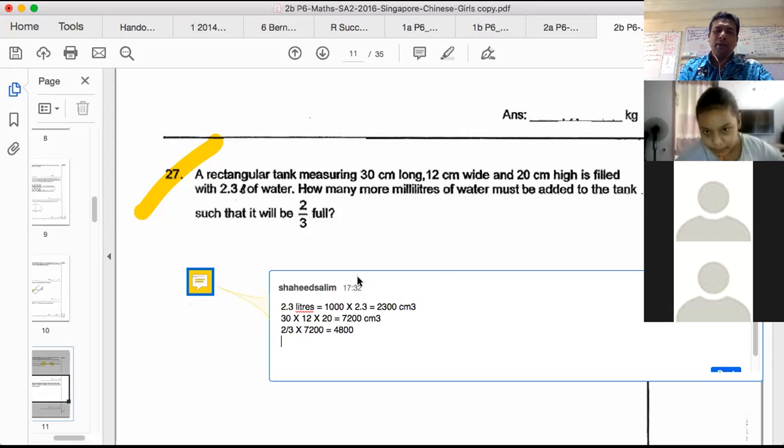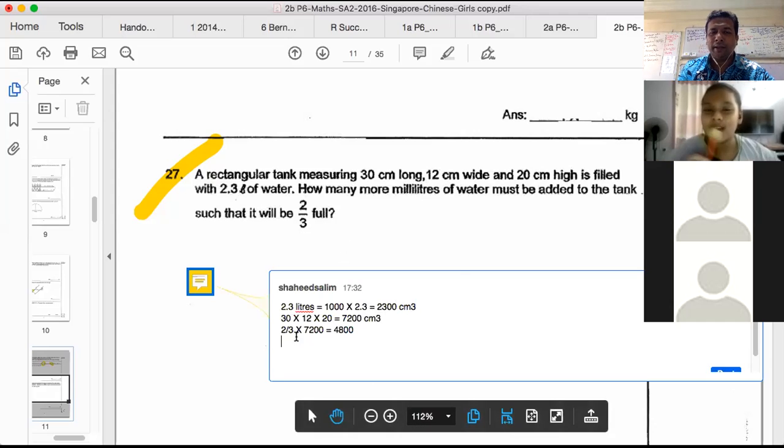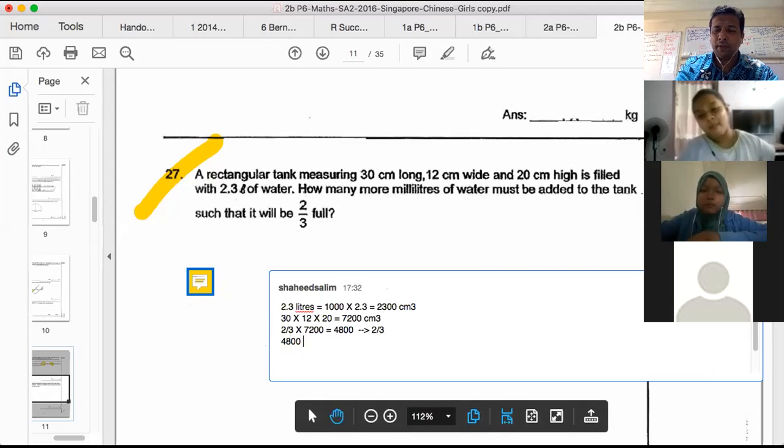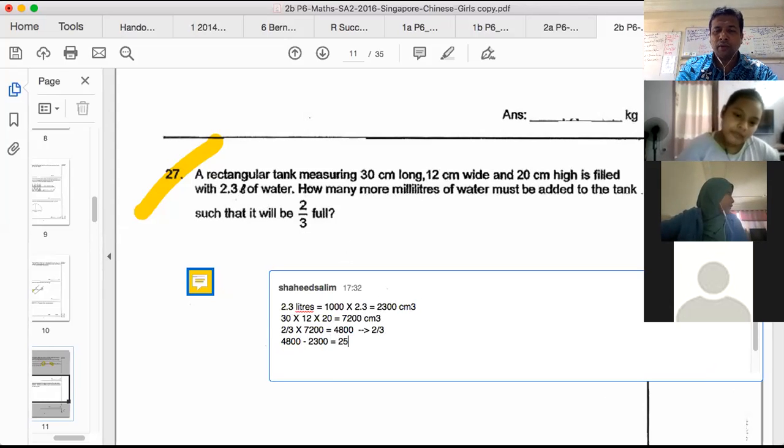Okay, so again, you have at first 2,300 cubic cm of water, which is 2.3 liters. Then we find the total volume, 30 times 12 times 20, then get 7,200. 2/3 of that is 4,800. So this is 2/3 of the tank. So in order to get from 2,300 to 4,800, take 4,800 minus 2,300, which equals 2,500 cubic cm.